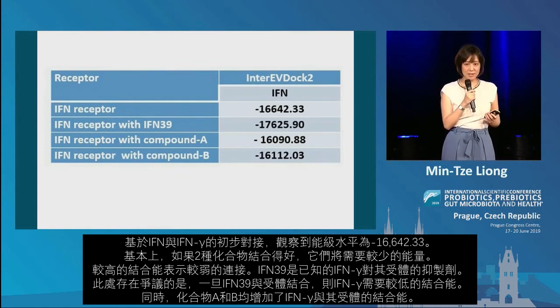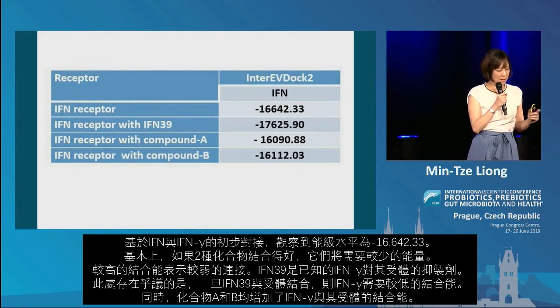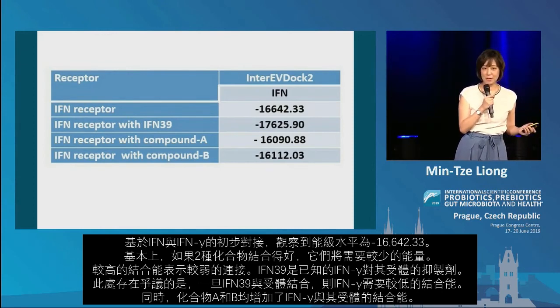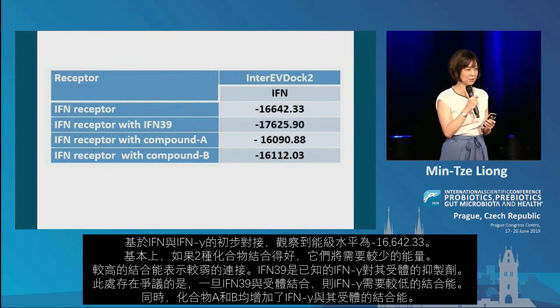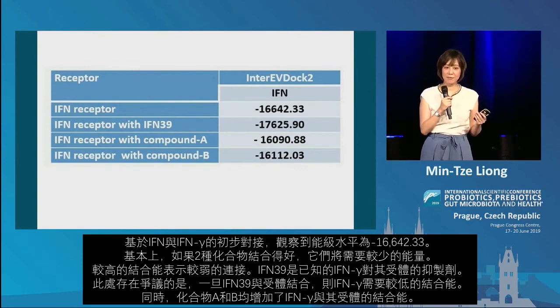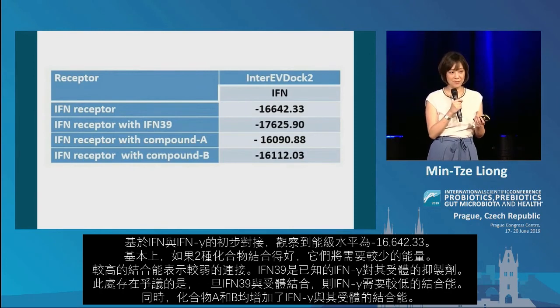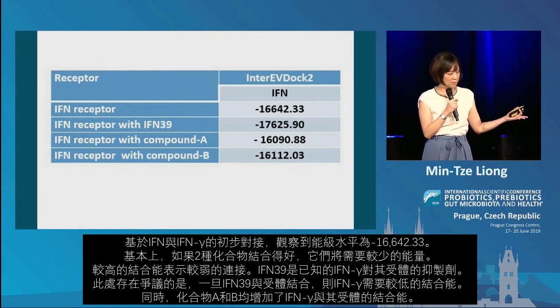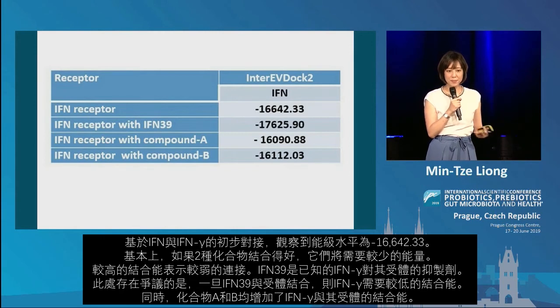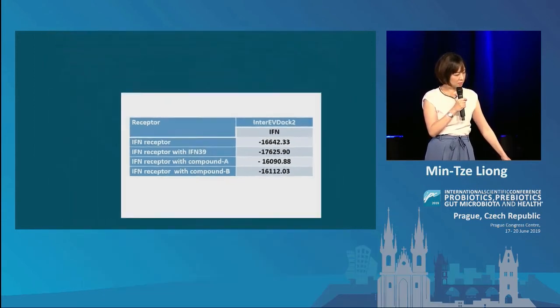IFN 39 is a known inhibitor of IFN gamma to its receptor. The controversy here is that we saw a very much reduced binding energy, indicating that once IFN 39 binds to the receptor of IFN gamma, IFN gamma actually binds better. So how is that possible? We look at two of the compounds that we have isolated, compound A and compound B. They actually increase the energy of this docking. So what does that show?